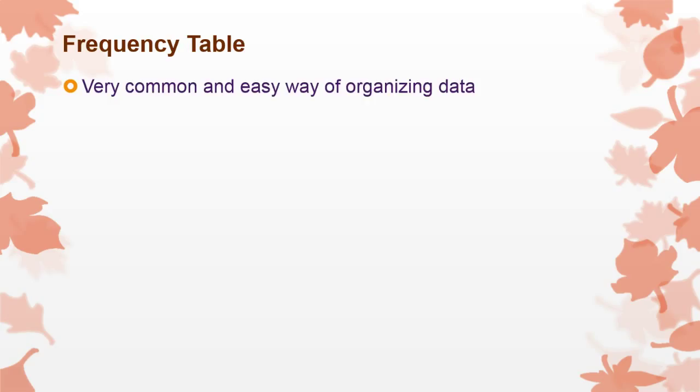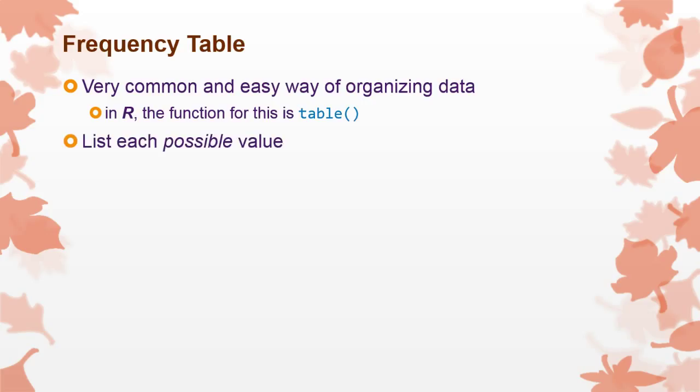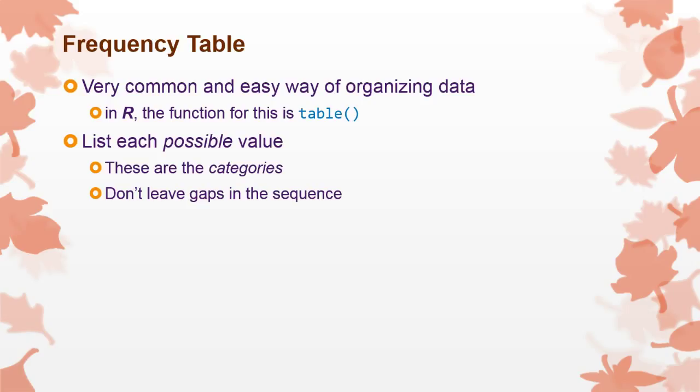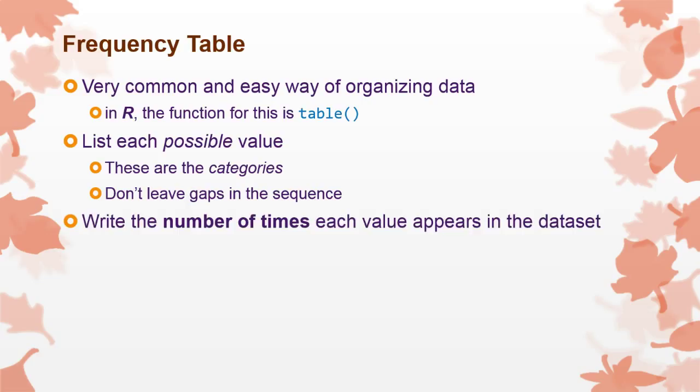Now, one step up from that is a frequency table. And this is extremely useful and extremely common and pretty easy. In R, in fact, the function for it is just a single word, table. So you list each possible value that could occur in your data. And you remember that those are the categories. You don't leave any gaps in the sequence if there's an order to them. So if it's a numerical system or an ordered system, there will be a natural order to things. Don't leave any gaps in the sequence. So even if a particular category is not represented in your data, put the name of the category there first.